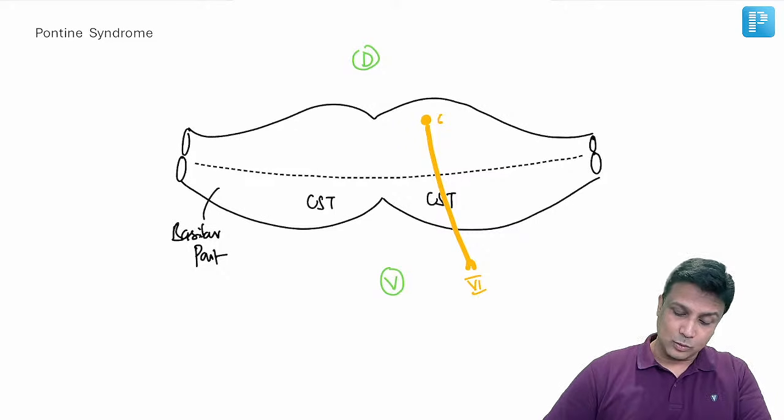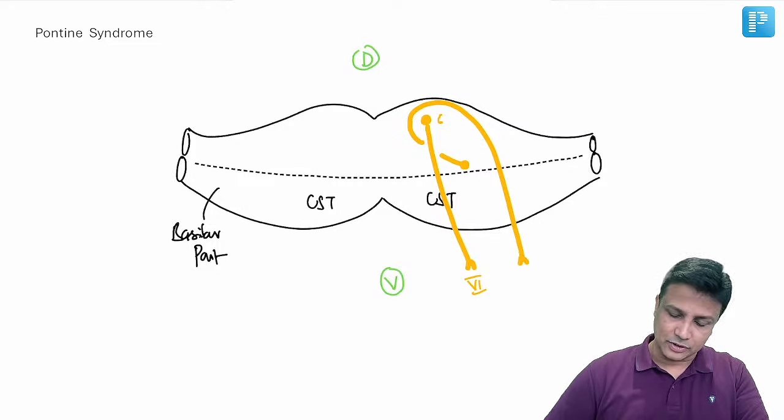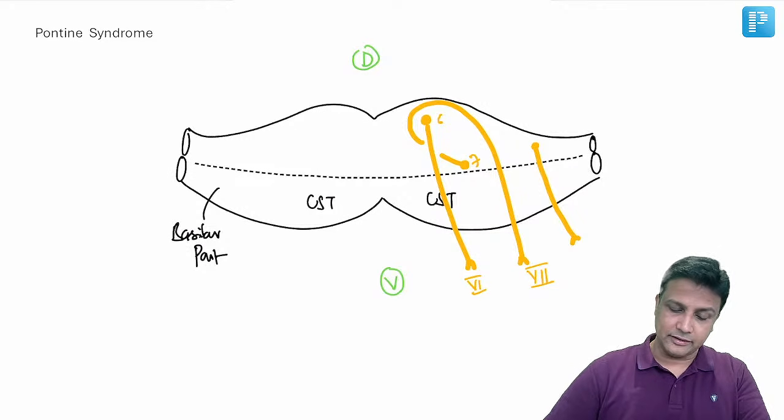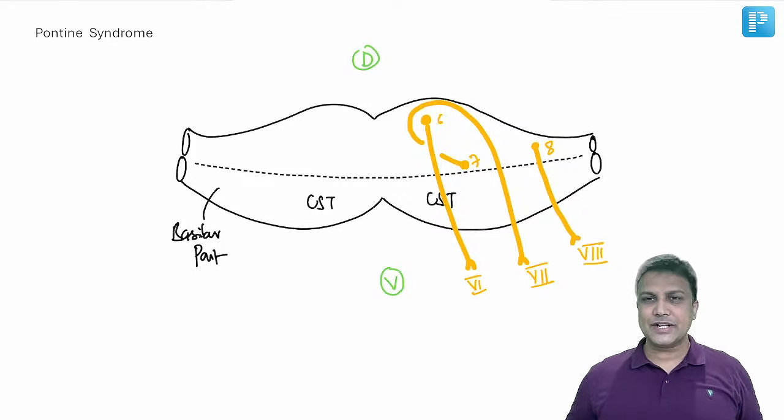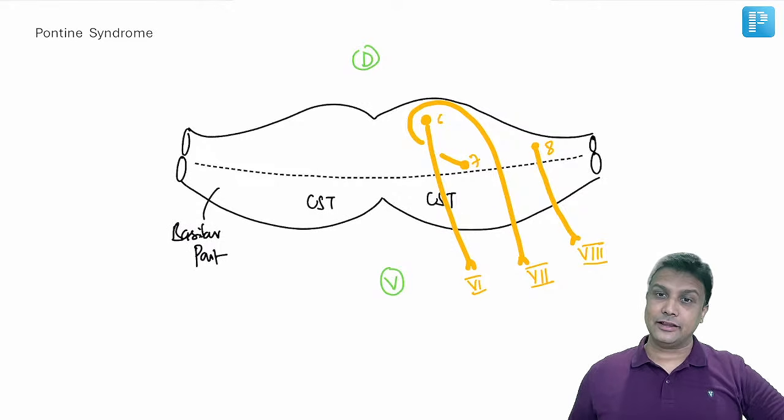But what about the seventh one? The seventh nucleus is present more anteriorly, and then it is going to take a turn around this sixth nucleus and come outside here. So this is the seventh nucleus, and this one here will be your facial nerve. A little lateral to that one, there will be the eighth nerve coming out from here. So this one here will be the vestibulocochlear nerve. Fine. So 6, 7 and 8 nerves will be present at the pontomedullary junction in the same order.